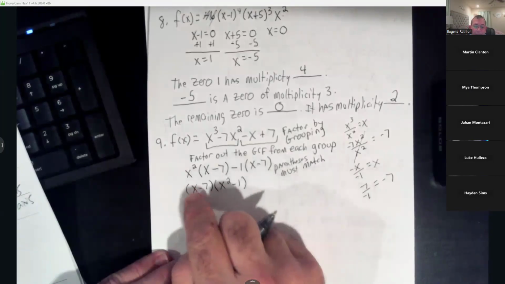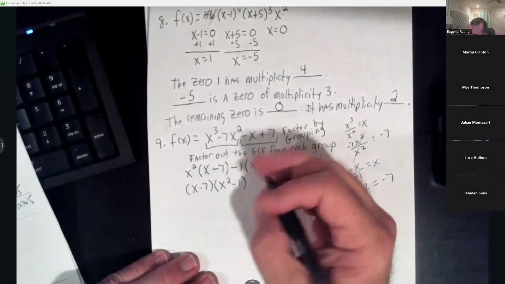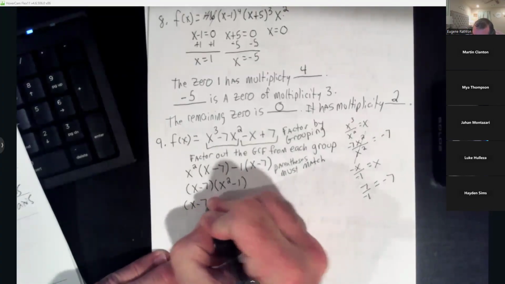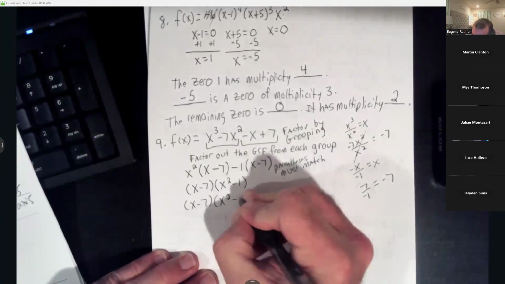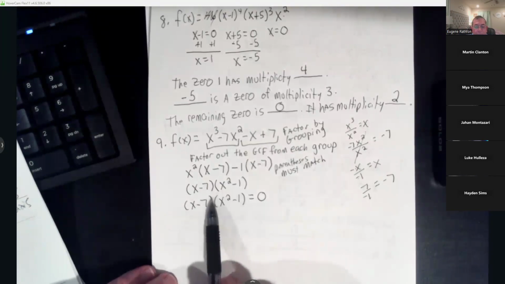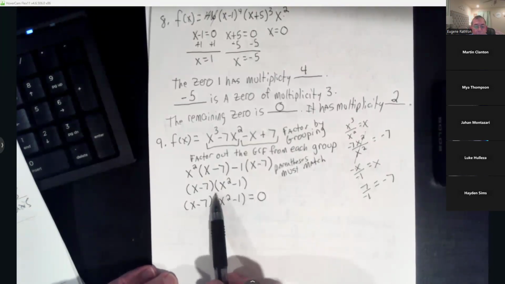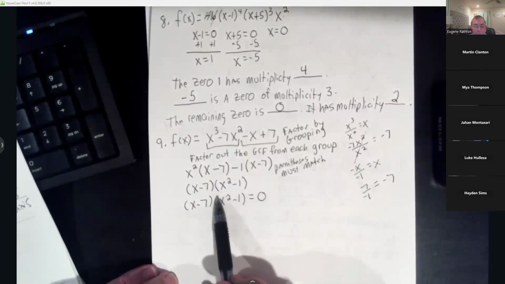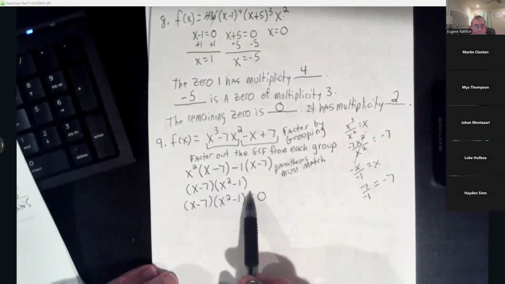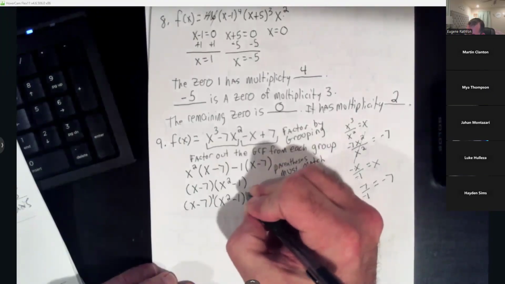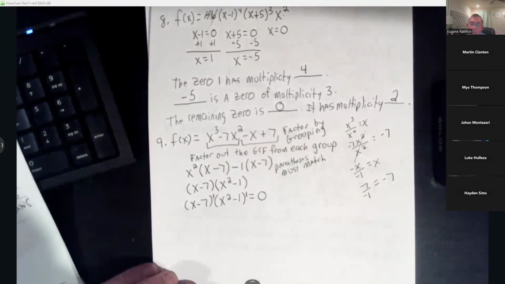Now, since I'm factored, I'm going to set this equal to 0. Let me ask y'all this. Neither one of these parentheses has an exponent. So what exponent am I going to put for both of these? That's going to be a 1 here and a 1 here. So now we know the multiplicities are going to be 1.